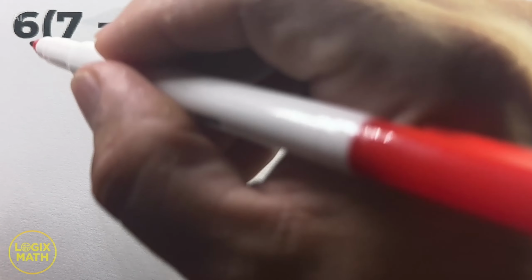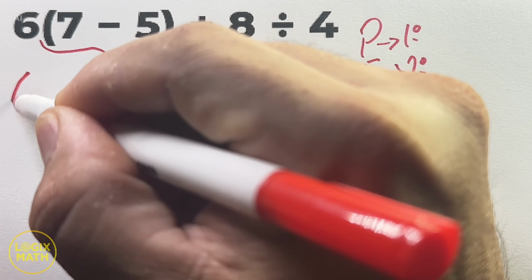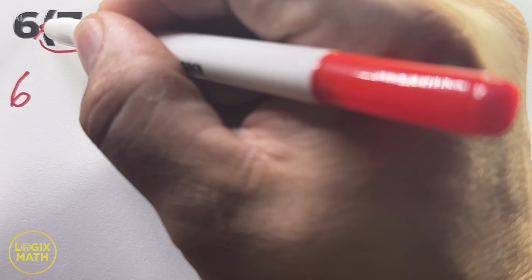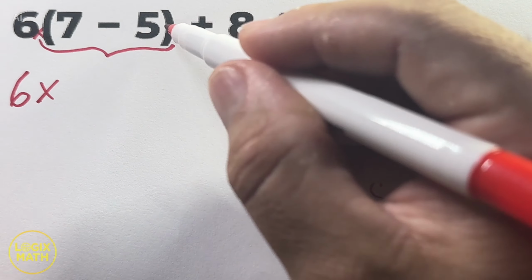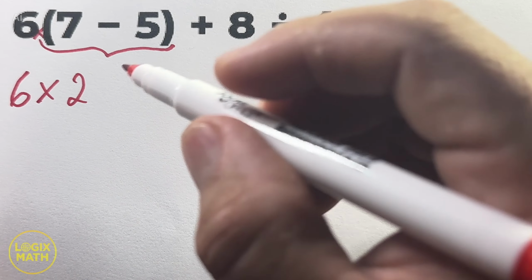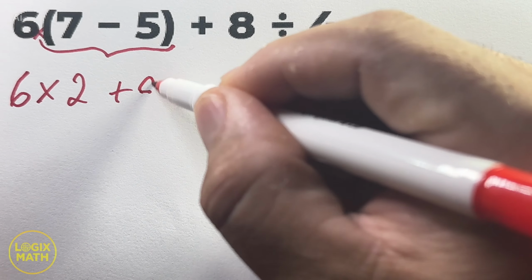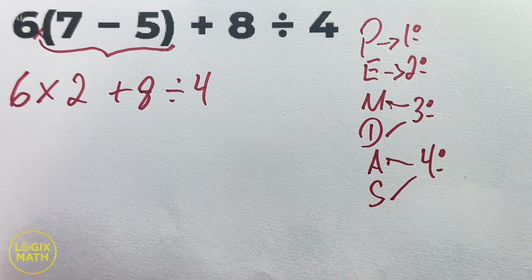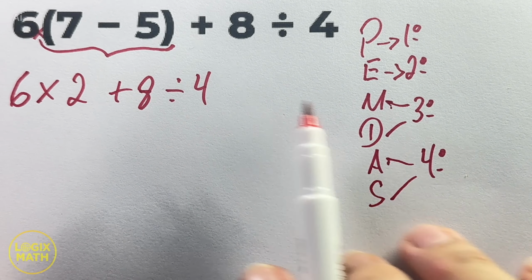Are there parentheses? Yes, there are. So what are we going to do first? Solve the parentheses. So we will repeat here 6, remembering that when the 6 is next to the parentheses, it means there is a multiplication, right? Then comes 7 minus 5 equals 2, plus 8 divided by 4, right? Done. Now in this sequence here we have a multiplication, an addition, and a division.